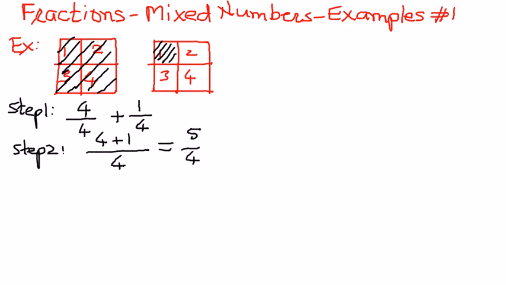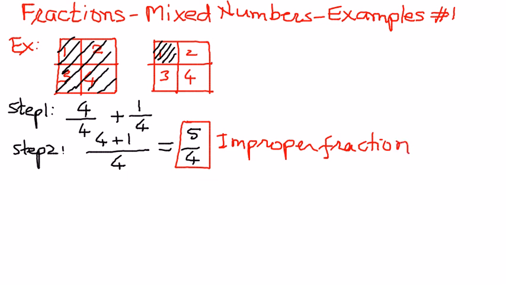Between these two squares, 5 parts are shaded. So 5 over 4 is what is called an improper fraction. We have seen that in our improper fraction presentation. Now we can represent an improper fraction as a mixed number. How do we do that?